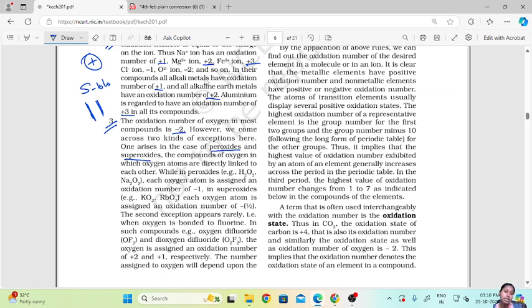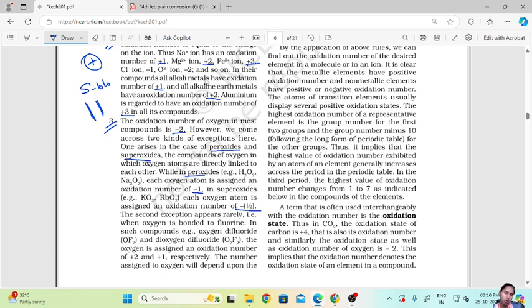One arises in the case of peroxides and superoxides. In this case, oxygen atoms are directly linked to each other. In peroxides, H2O2 or Na2O2, each oxygen atom is assigned an oxidation number of -1. In superoxides, that is KO2 and RbO2, each oxygen atom is assigned an oxidation number of -1/2.